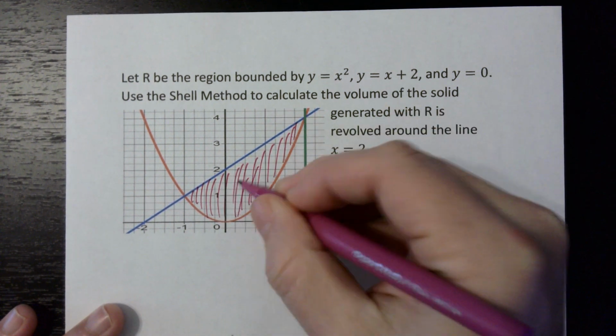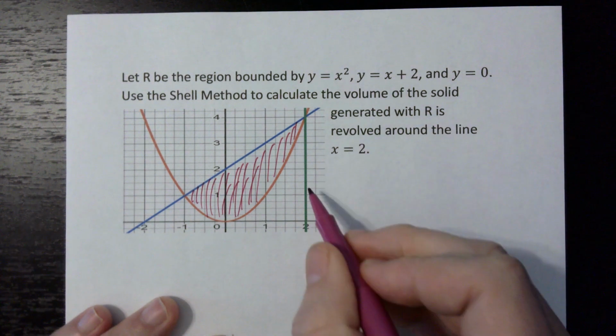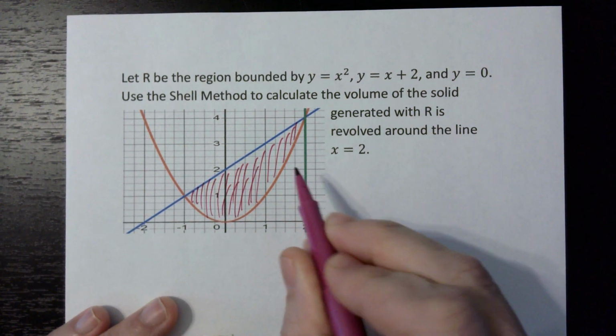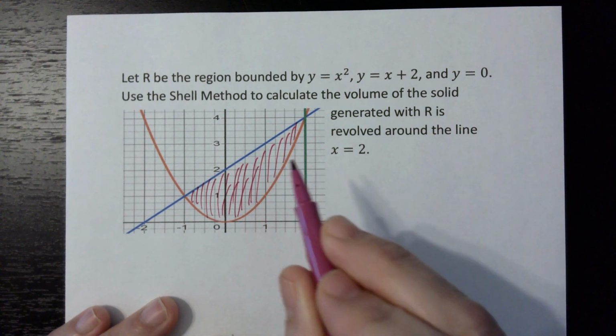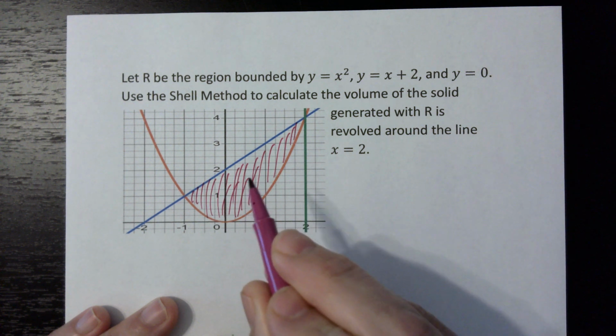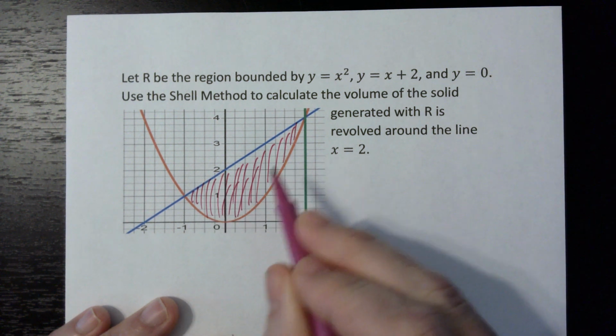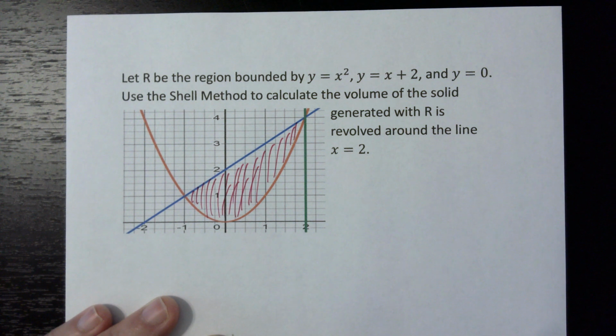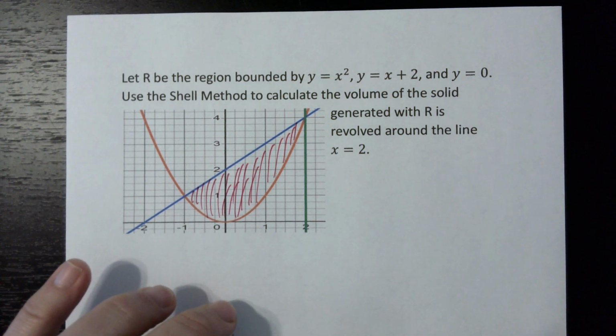We're taking that region and we are rotating it around this right here, x equals 2. So this whole region is getting rotated around this green line. To figure out what this volume is, we are going to use the shell method.